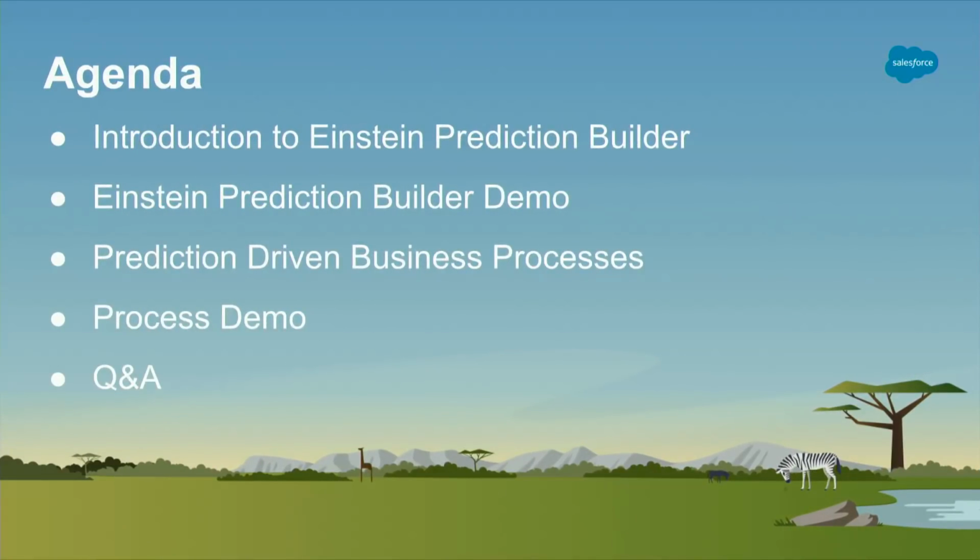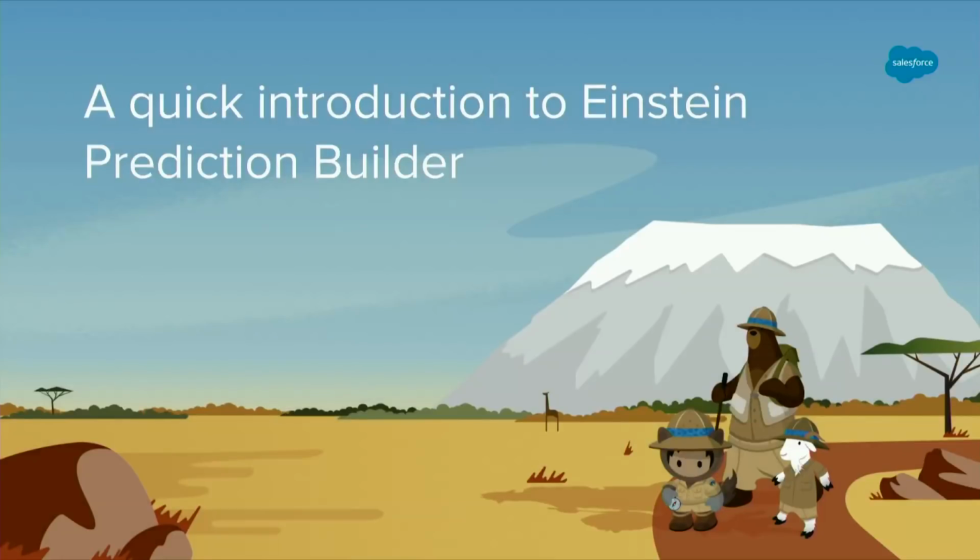So what are we going to cover today? We want to start with a high-level introduction of Einstein Prediction Builder. Then we follow with a demo of Einstein Prediction Builder. And then we move to how we can use the predictions that we create using Einstein Prediction Builder in Process Flow or Process Builder to extend business processes to drive processes in Salesforce. And we will also do a demo for that section. OK, Sarah, take it away.